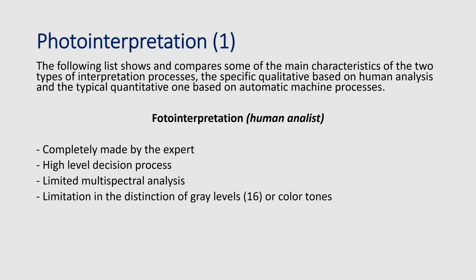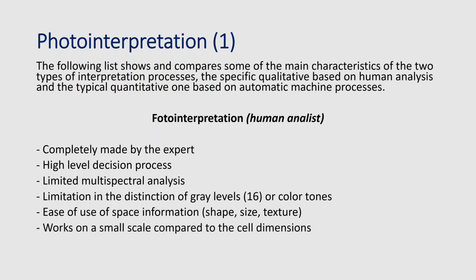There's a limitation, as we all know, as we introduced in lecture number 7, in the distinction of gray levels, for example 16, or color tones. It's easy to use the spatial information, so we can catch very easily, simply looking at the images, the shape, the size and the texture of the different features that we are observing and that are contained in the image. It works on a small scale compared to the cell dimensions.